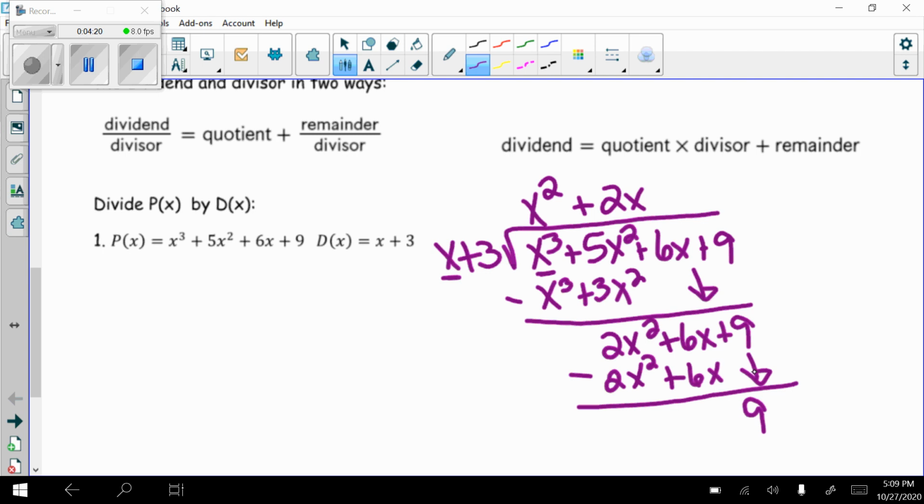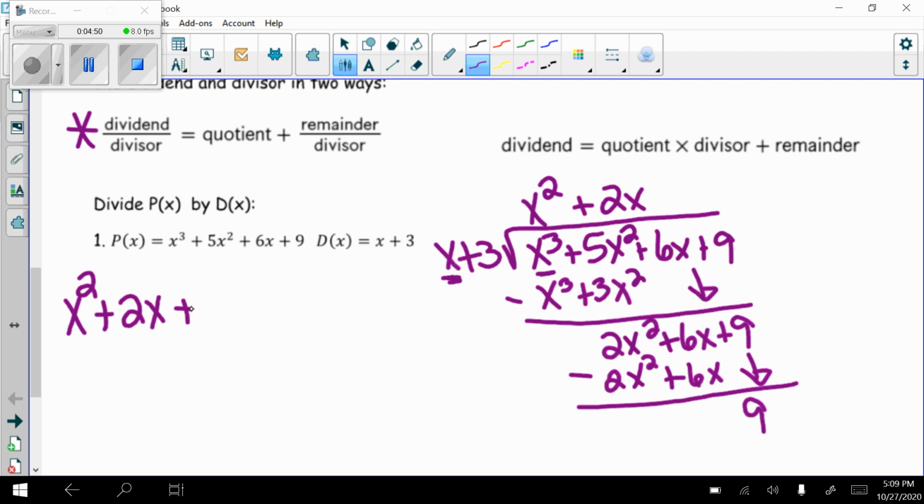Once this down here that we're looking for, what can I multiply my divisor by to get here, is less than this term. Okay. So when I no longer have any x's, then I know I'm done dividing. So my answer, remember I told you we could write it in two different ways. We're going to look at this first way first. So the quotient, that was the answer that we got on top, x squared plus 2x.